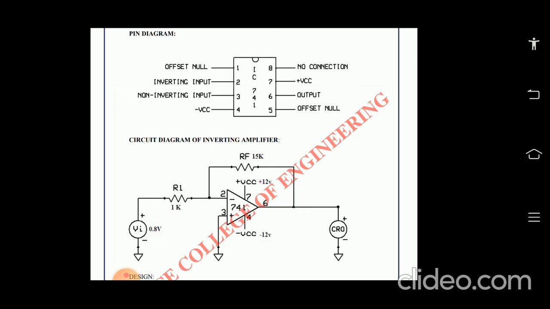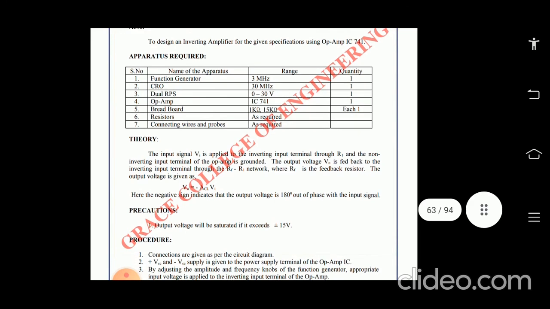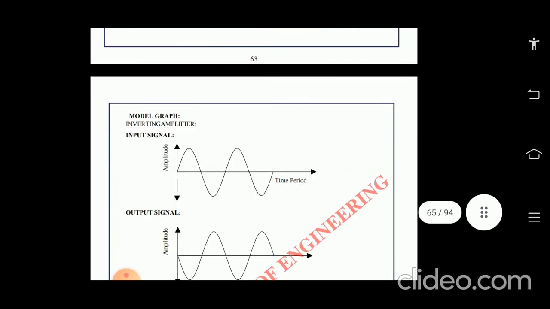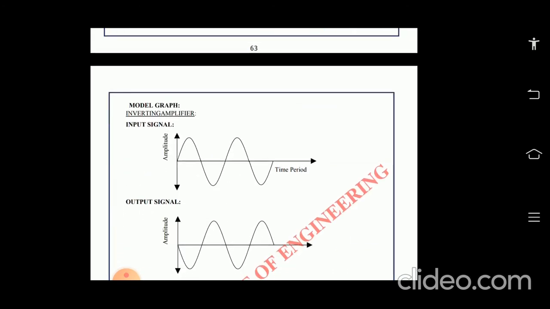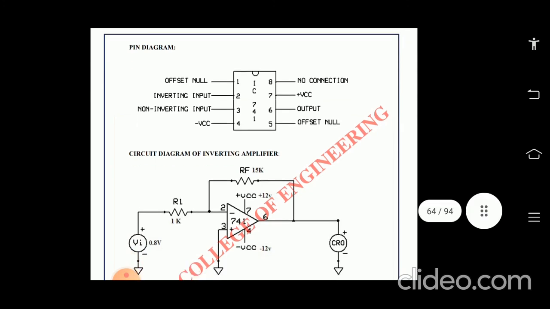So from the CRO we can get the output. So that will be given by the formula VO is equal to minus ACL VI. So here ACL is nothing but the gain of our circuit, VI is our input, and VO is our output. Okay, so the main thing here is that we are having the negative symbol in our formula, which indicates that the output of our circuit is 180 degree out of phase with your input signal.